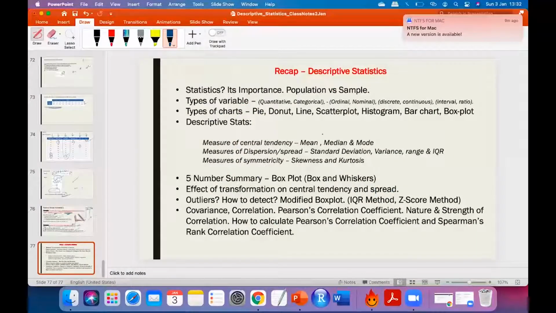Okay. That brings me to the closer of our descriptive stats. What all things we studied. I have revised these things yesterday. Again, let us go. Stats: importance, population versus sample, types of variable, types of charts. Descriptive stats: measures of central tendency, dispersion, symmetricity, and shape. 5-number summary, box plot, also called box and whiskers plot. Effect of transformation on central tendency and spread. Outliers, how to detect outliers. Modified box plot. Have we studied this or not?